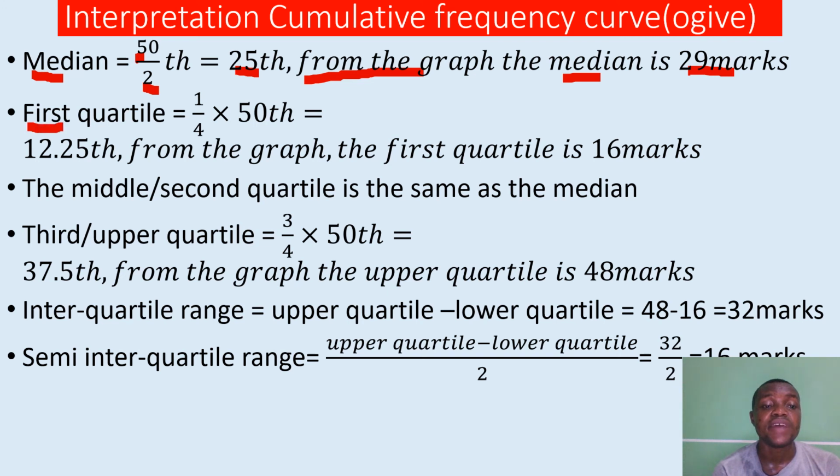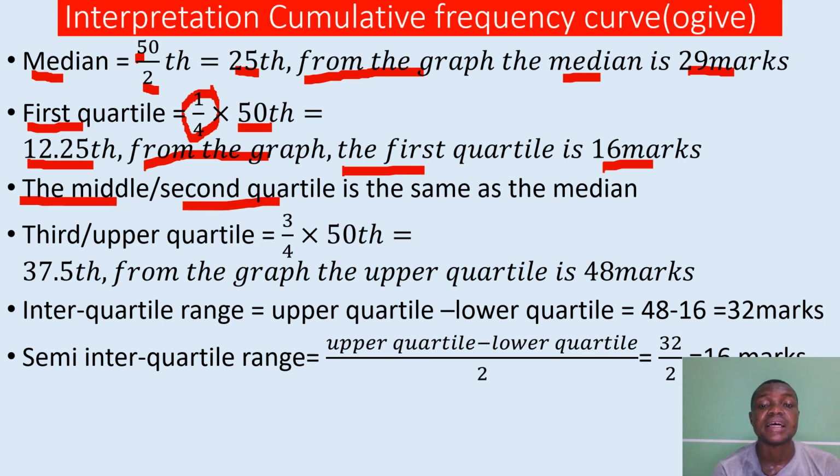Then we have the first quarter. First quarter means 1 over 4 sigma f position, which is 1/4 of 50. So you get 12.5 position. Then you read from the graph, the first quarter will be 16 marks. Then the middle quarter or second quarter is the same as the median because 2/4 times sigma f is 1/2. Then we have the third quarter or upper quarter, which is 3/4 times sigma f, 3/4 of 50. You get 37.5 position. You read from the graph, and the mark is 48 marks.